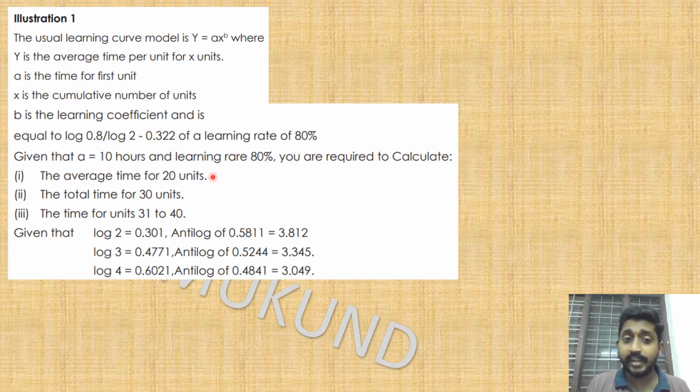So what does it mean? They are asking, if you are going to make 20 units, because of learning, your time taken for each unit will go down. What will be the average time taken per unit if you are going to make 20 units? Next, total time for 30 units. Okay, so both the questions are different: total time, and that is average time. Okay, time for the units 31 to 40, what will it be?